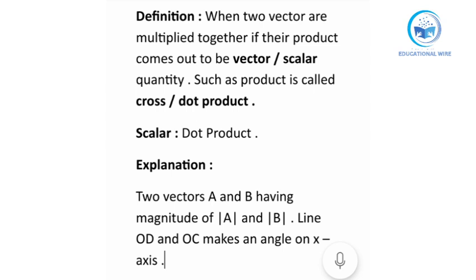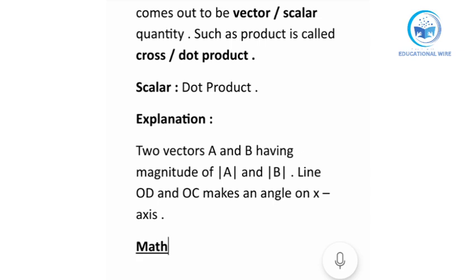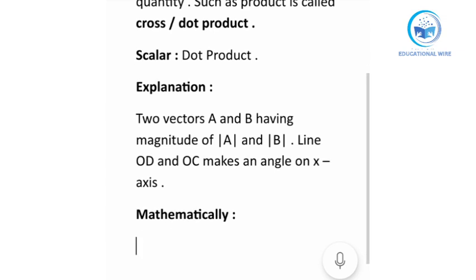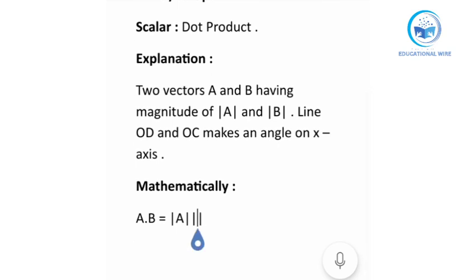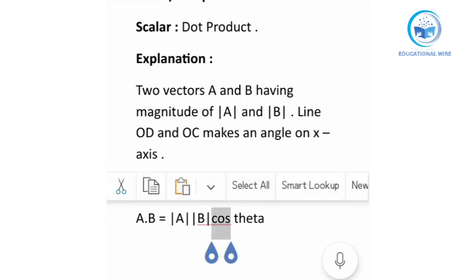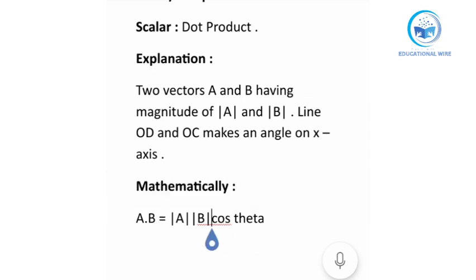Okay, let's take one example. Mathematically we should also do this. So mathematically it will be like A dot B is equal to the magnitude of A and B cos. I don't have a sign of theta, so I am writing over here cos theta. Okay, these both, A and B, are vector quantities, and the magnitude of A and B is scalar. Okay, let's move further.